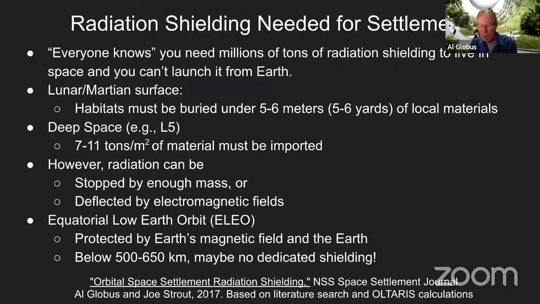However, there are 2 ways to deal with radiation. One is by having sufficient mass, which we've been looking at. The other is to use an electromagnetic field to deflect charged particles. And people have designed settlements with superconducting magnets and all this kind of stuff in order to do that. But there's a much easier way, and we're into easy for this talk. The Earth has a magnetic field, and that magnetic field can protect you if you're in equatorial low Earth orbit. The Earth itself can protect you as well. And in fact, below about 500 kilometers or so, you may not need any radiation shielding.